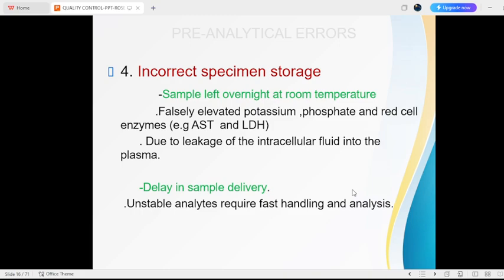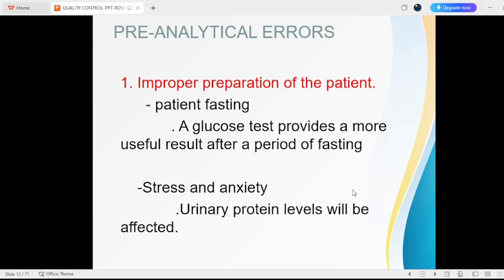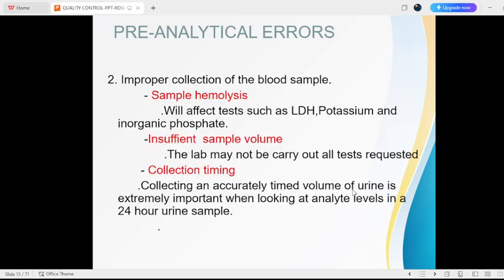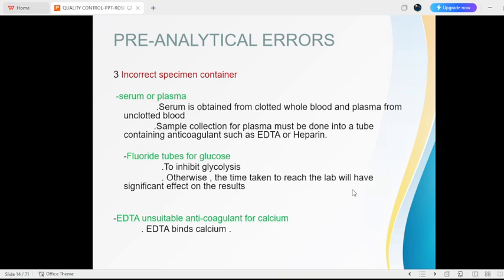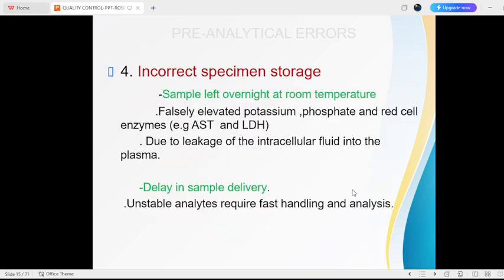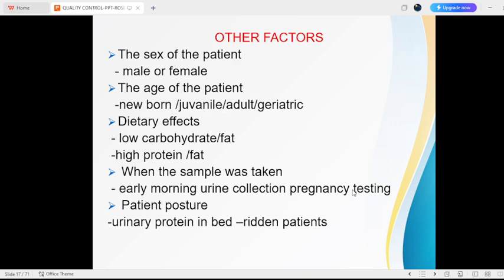So these are the main pre-analytical areas. First is improper preparation of the patient. Second is improper collection of the blood sample. Third one is incorrect specimen container, then incorrect specimen storage. Some other factors are also affecting, that is the sex of the patient, whether the patient is male or female, age of the patient, dietary effects, whether low carbohydrate diet or fat diet or high protein or high fat diet. So all these dietary effects will definitely affect our final result.